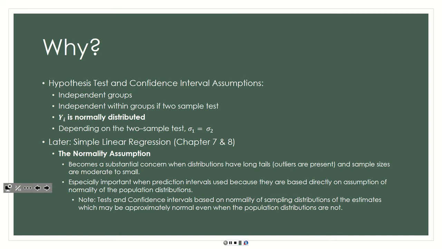It's even more important when you're trying to predict using your simple linear regression model, because you create the model based on the assumption that your data is normal. So if it's not, then your prediction won't be accurate.